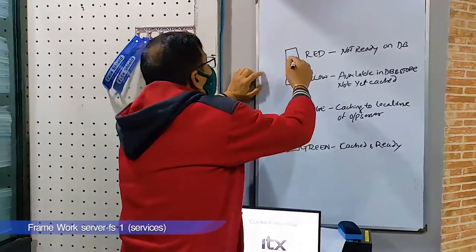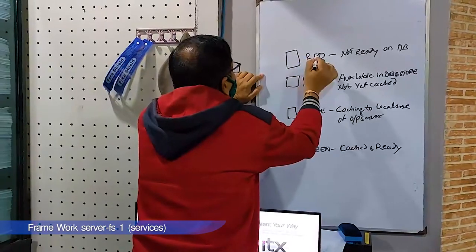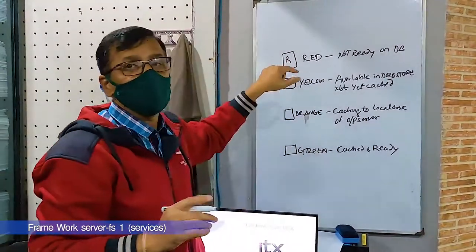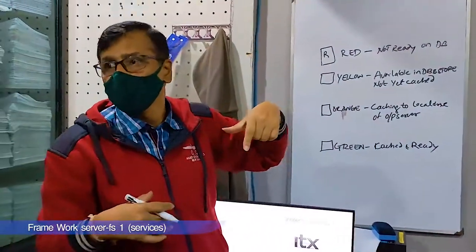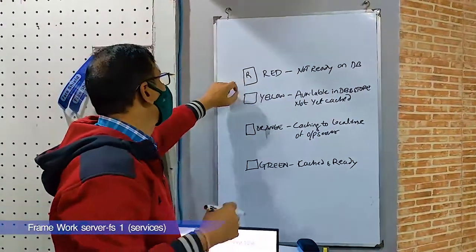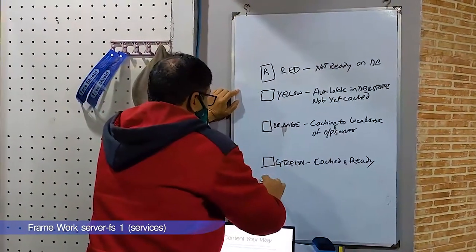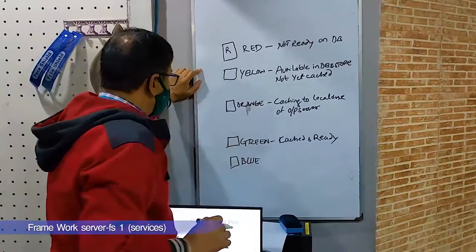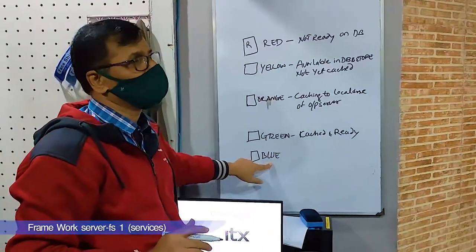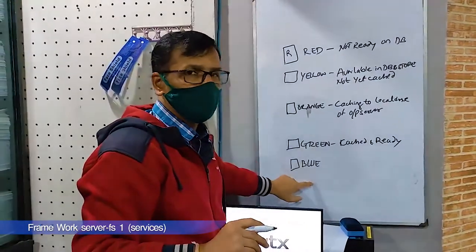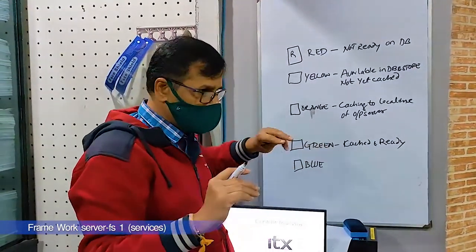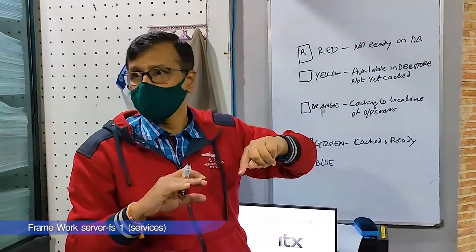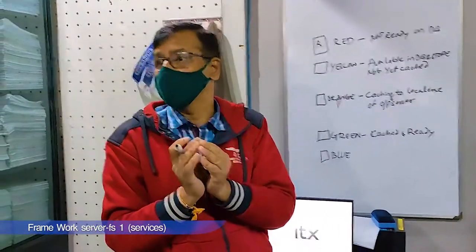Then it shows as red with an R inside it. That means it is still recording. Then once it is recording, it goes into something called blue color. So this blue color indicates the item is in the database, but the physical location is not on the ITX store.